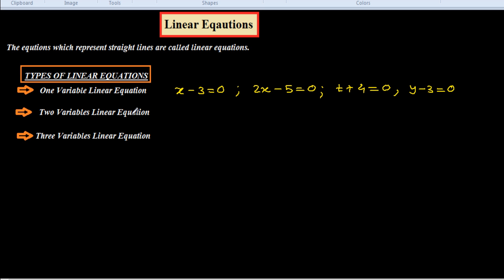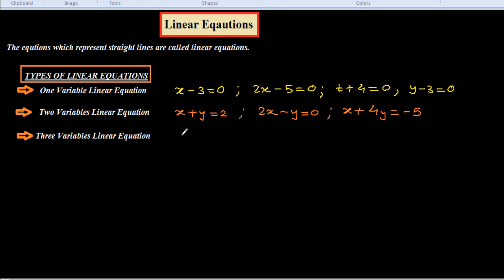In two variable linear equations we see that x plus y is equal to 3, 2x minus y is equal to 0, and x plus 4y is equal to minus 5. So these sort of equations are called two variable linear equations. There are two variables, x and y.